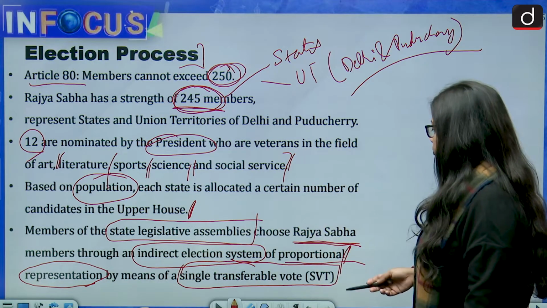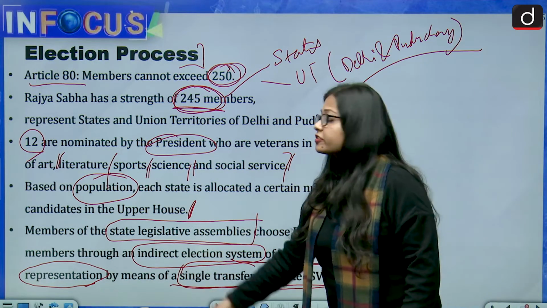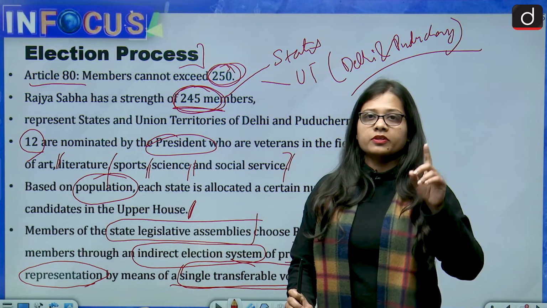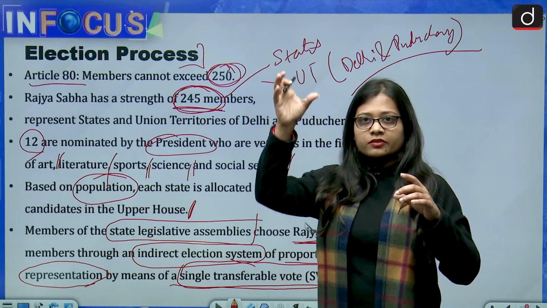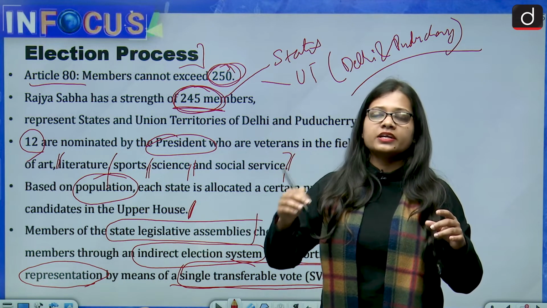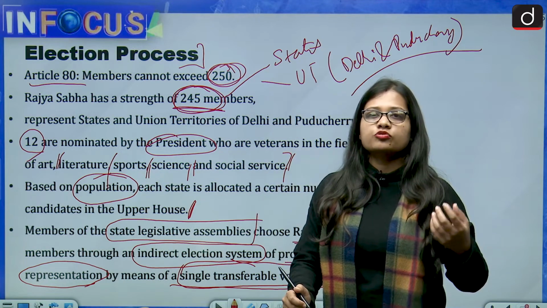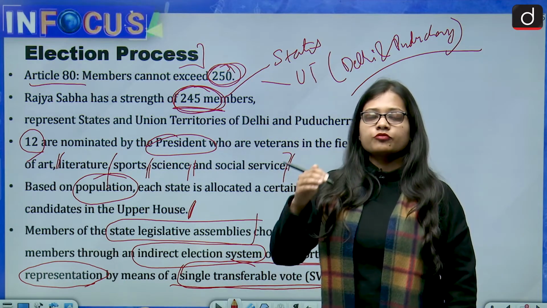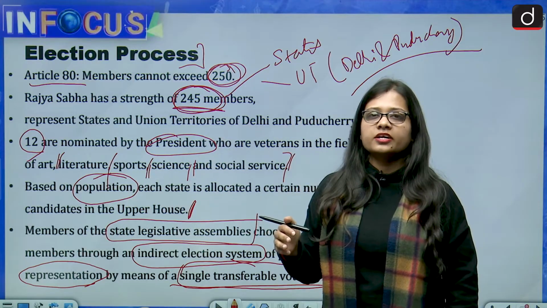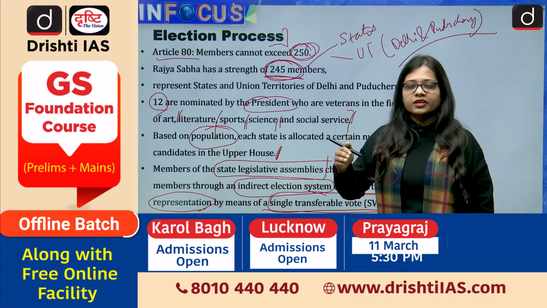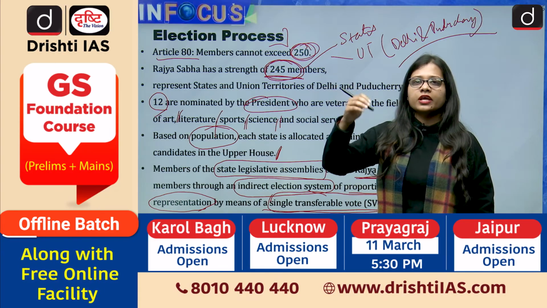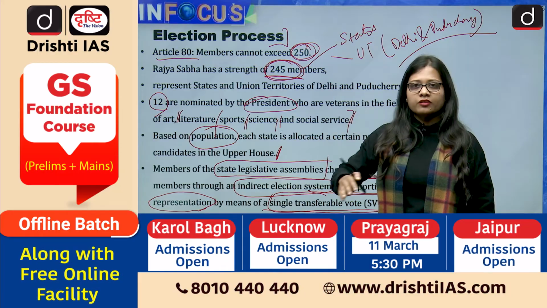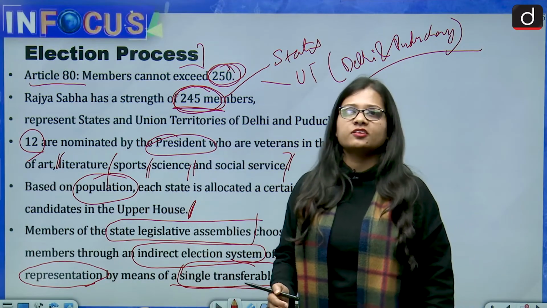And this is with regard to the single transferable vote. Single transferable vote means that the voting is not done only on the basis of one person. There is a full list, and on that list the person who is voting needs to give his or her preference. So a preference level is given, and if the one person gets the desired numbers, then the second person comes onto the first level and the third person comes onto the second level. And this is how the transfer of vote takes place.